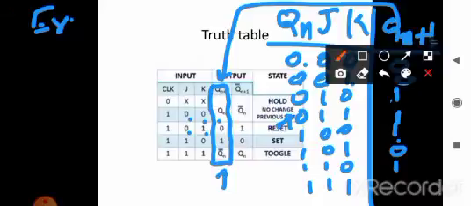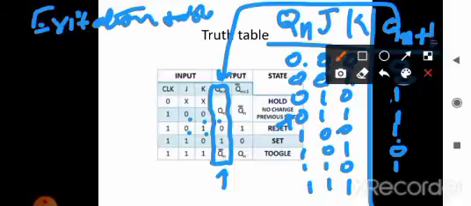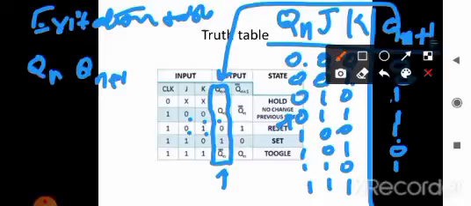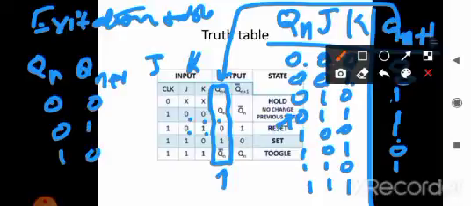So for the excitation table, we need to have the value of q1, q1 plus 1, and j and k. For that we write 0 0, 0 1, 1 0, 1 1. For j, q1 is equal to 0, one minute.